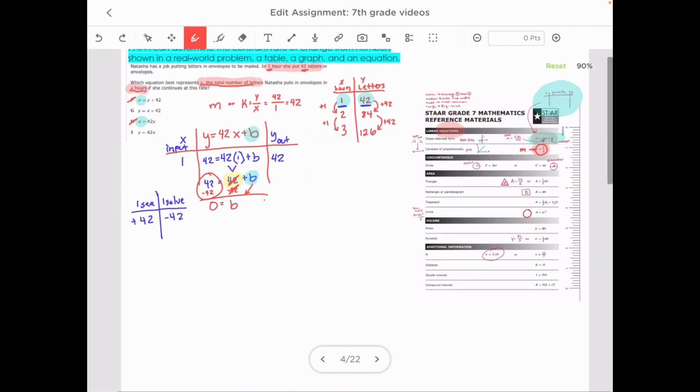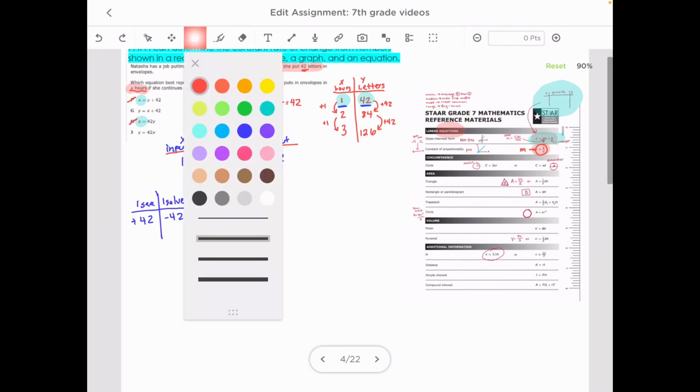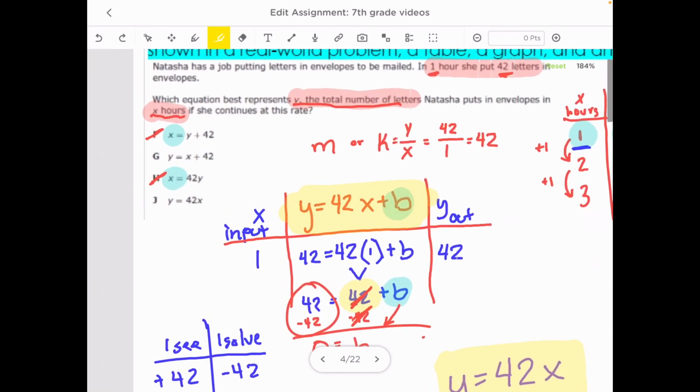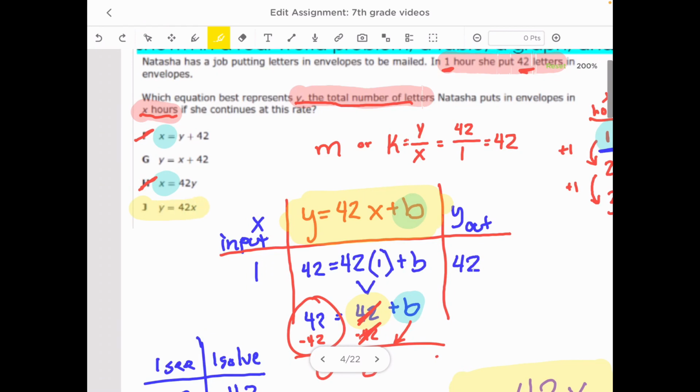So now I can rewrite this equation right here, let me do it in a different color. Let's pick purple. Y equals 42x plus 0. Now remember, 0 plus 0 doesn't change anything. So technically, I don't have to write that. I can erase it. And so now I have my equation as y equals 42x. So if I'm looking at my answer choices right over here, my answer choice will be J.